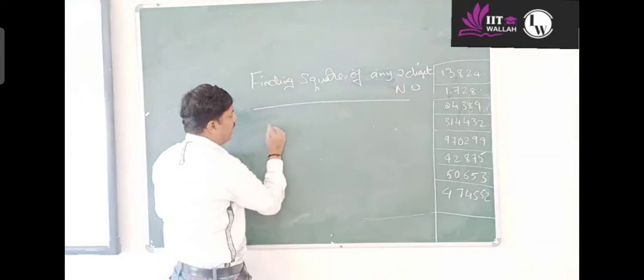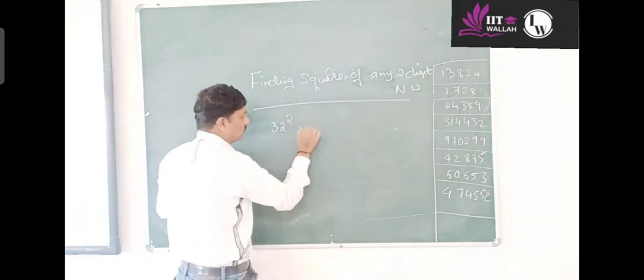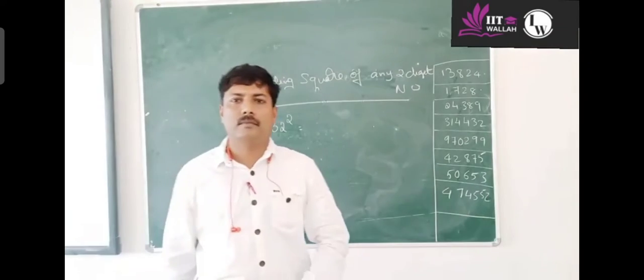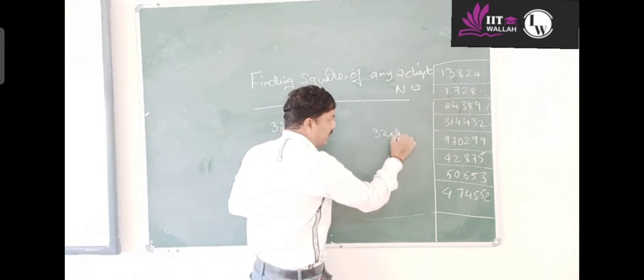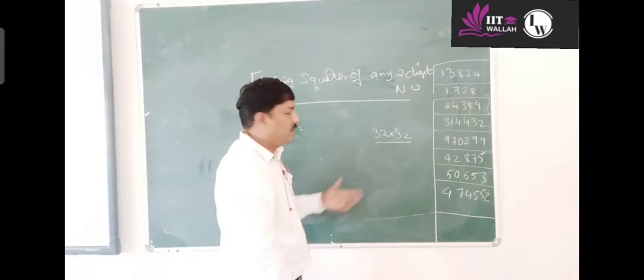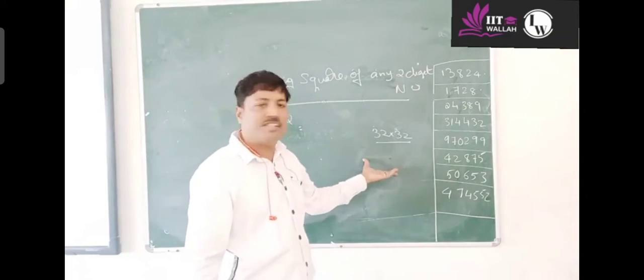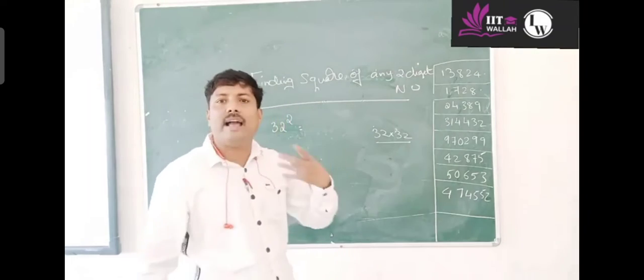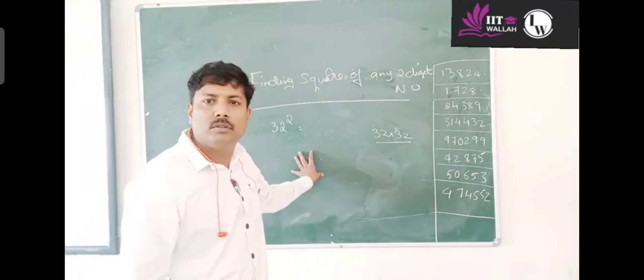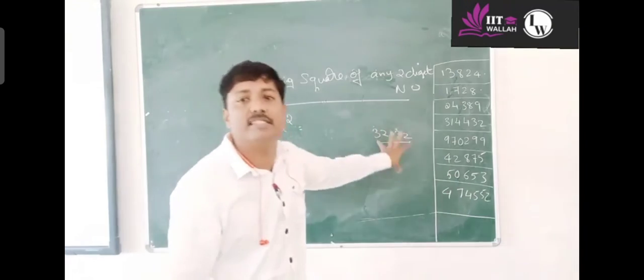Suppose we need to find the square of 32. Okay? Generally what we will do? We will multiply 32 into 32. It will have 2-3 steps and it will kill your time. Right? So how can we find the square of 32 very fast? Faster than this method.